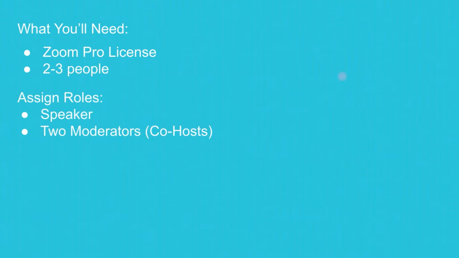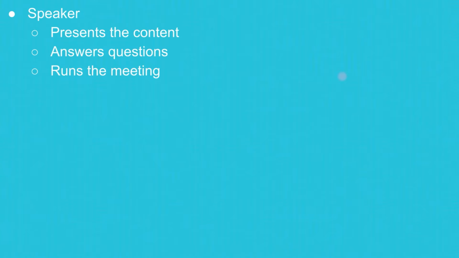What you'll need to run a Zoom meeting is a Zoom Pro license and 2 to 3 people. You can do this with 2 people, but 3 people is recommended. Then next, you're going to want to assign the roles. You're going to have one person be the speaker, and you have 2 people be the moderators, or as Zoom calls them, co-hosts. Next, we're going to talk about what these roles do.